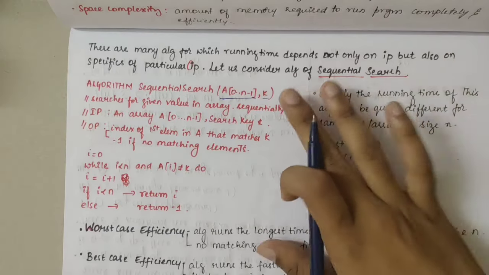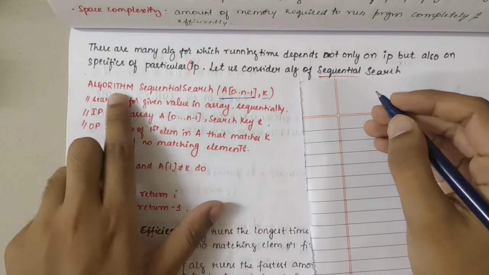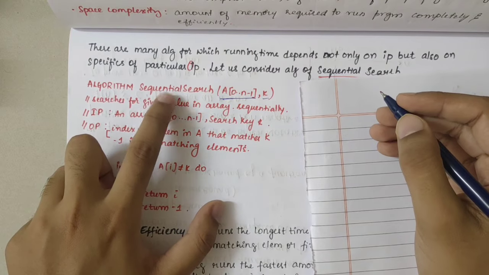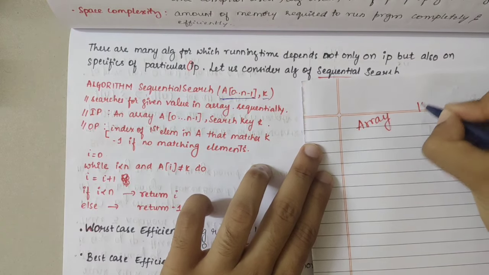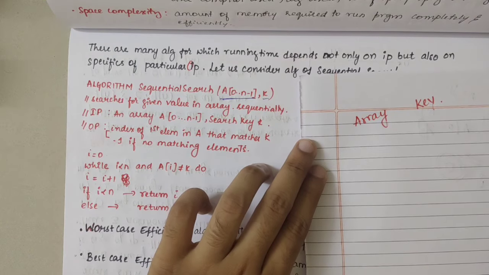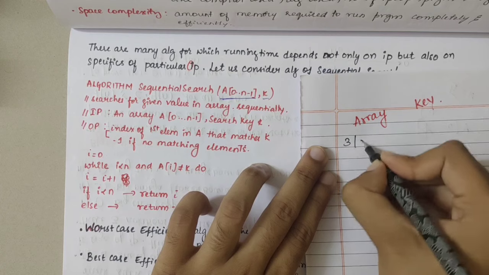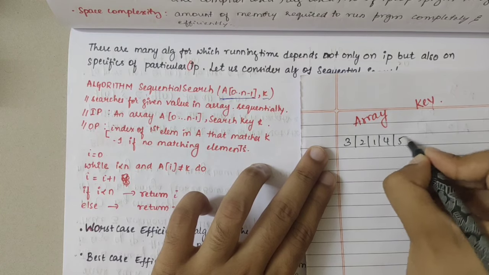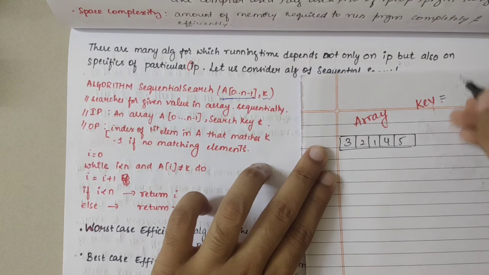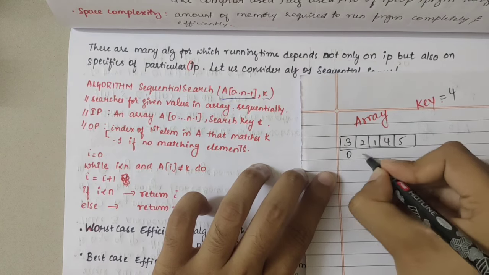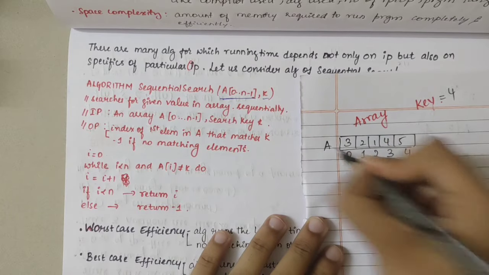So let us consider sequential search here. We'll discuss this further. The algorithm is sequential search. Initially we are taking an array and we have a key. Let me take an example array: 3, 2, 1, 4, 5. This is the array which I have considered, and the key value I'll take as 4. The indices are 0, 1, 2, 3, 4. The array here I'm specifying as a.